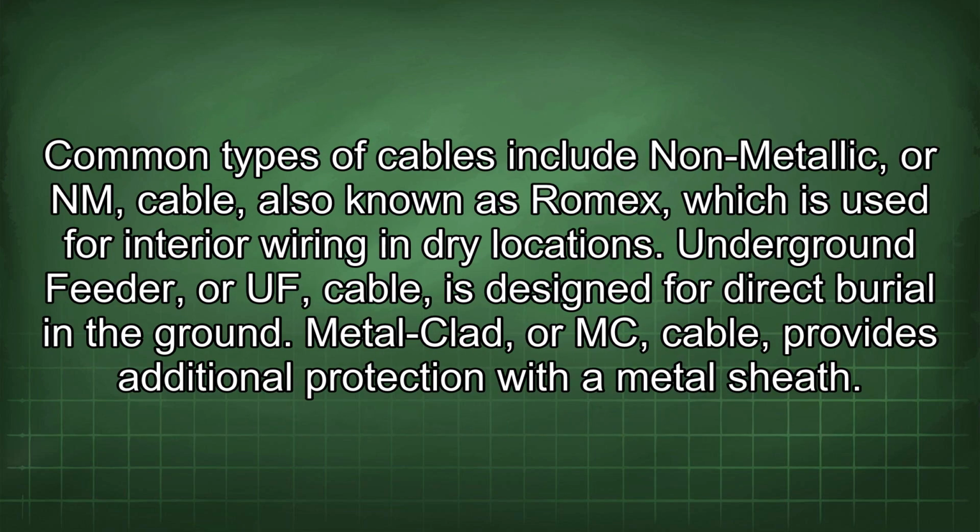Common types of cables include non-metallic, or NM, cable, also known as Romex, which is used for interior wiring in dry locations. Underground feeder, or UF cable, is designed for direct burial in the ground. Metal-clad, or MC cable, provides additional protection with a metal sheath.